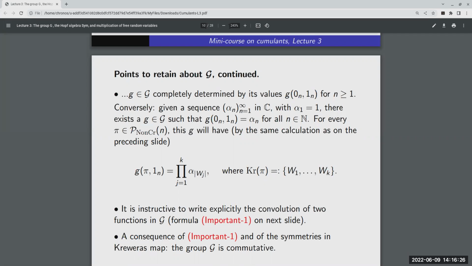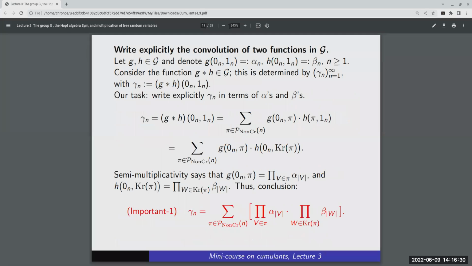Okay, so now let's look at the convolution. Two functions in G, let's convolve them. How do we convolve them? We take the sequences of numbers which we know determine them: G and H are my two functions, so alpha n's determine G, beta n's determine H. Their convolution will be determined by a sequence of gamma n's. How do you write gamma n in terms of the alphas and the betas? That's the game. Gamma n is G star H at 0n, 1n.